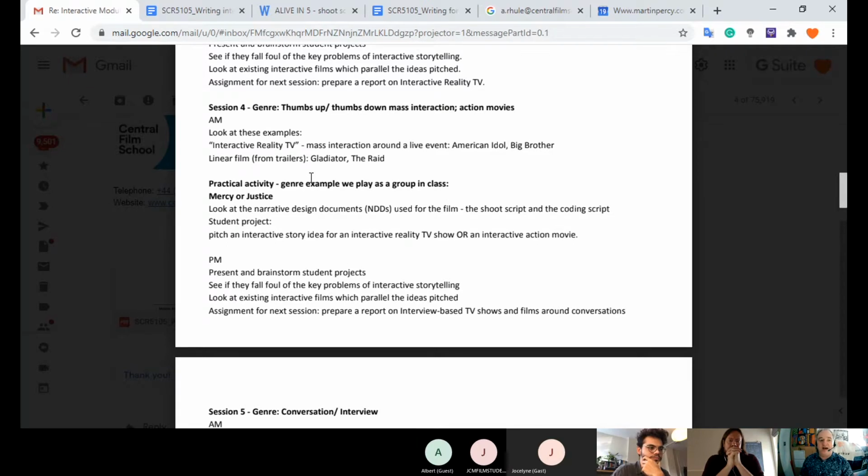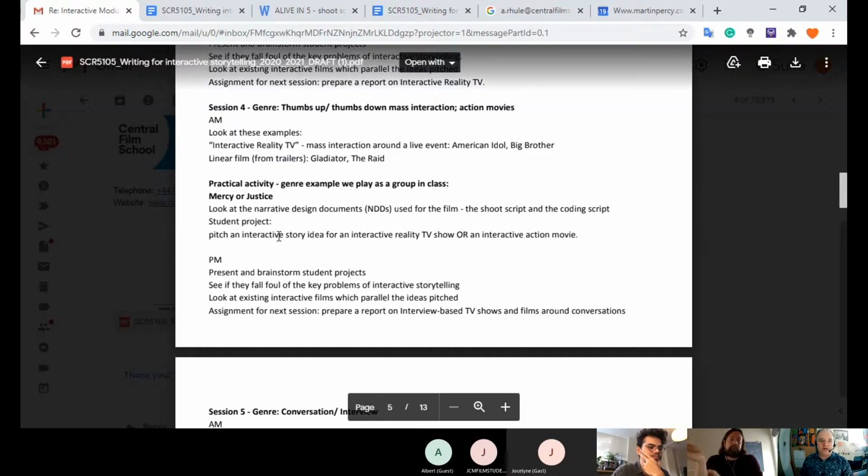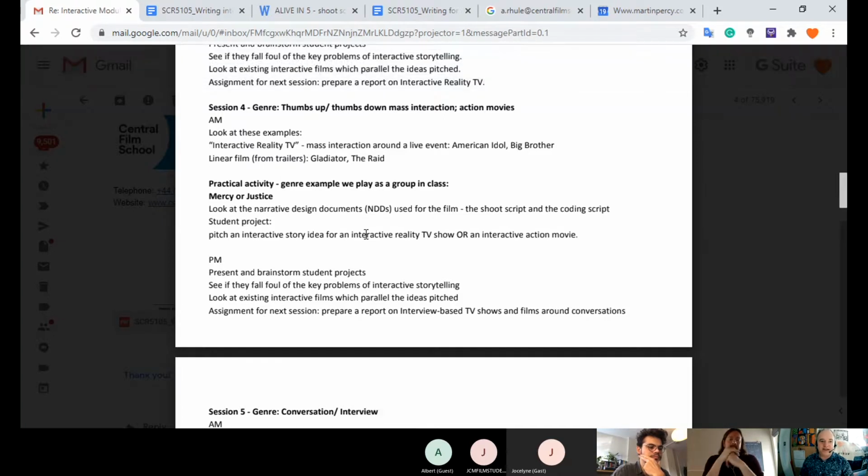People have a lot of fun. It is never going to win an Emmy, I assure you. But from a dramatic point of view, it is interesting, I think. Okay, so after that, you pitch an idea for an interactive story idea for an interactive reality TV show or an interactive action movie using some variation of thumbs up, thumbs down.